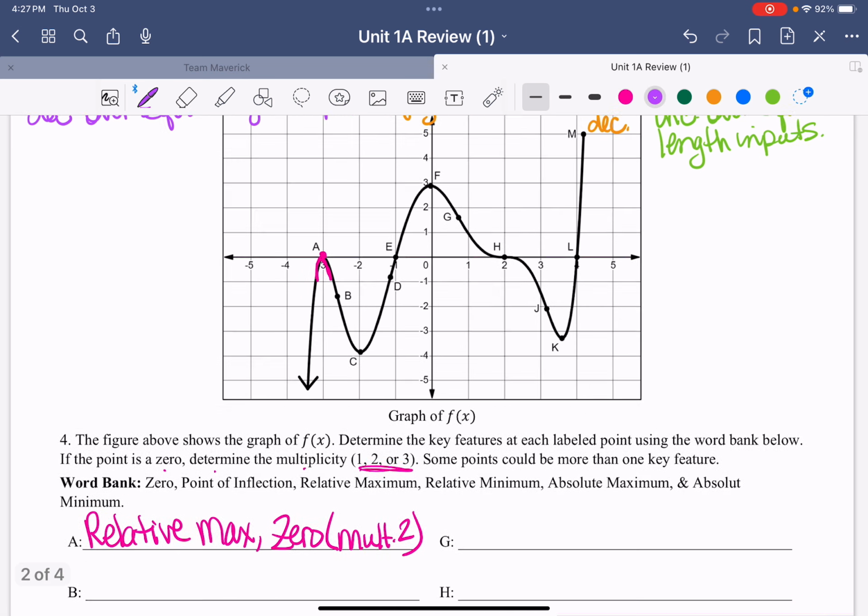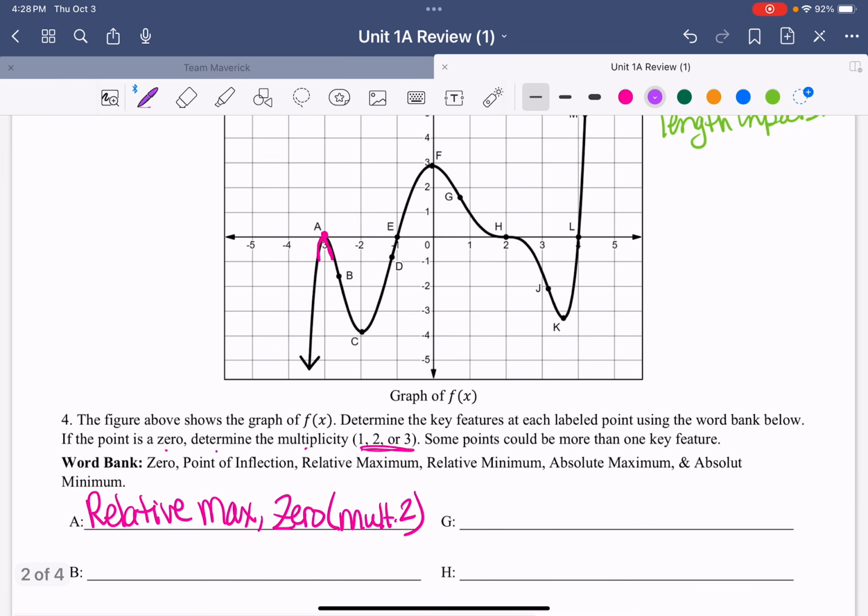All right, so then B. Here's point B. All right, well, it's not a maximum or a minimum. It's not a zero, so my option, point of inflection, sounds right, but it's not an absolute max or min. So this is where the concavity changes from concave down to concave up. So this is a point of inflection.